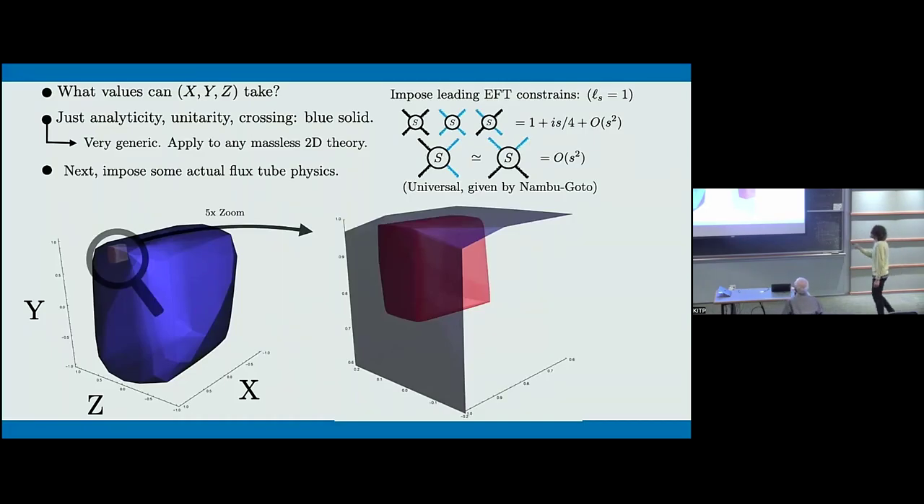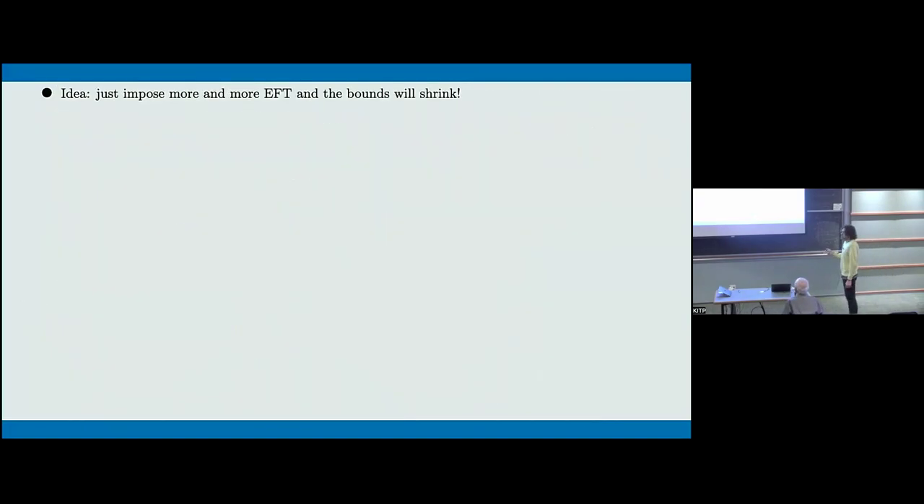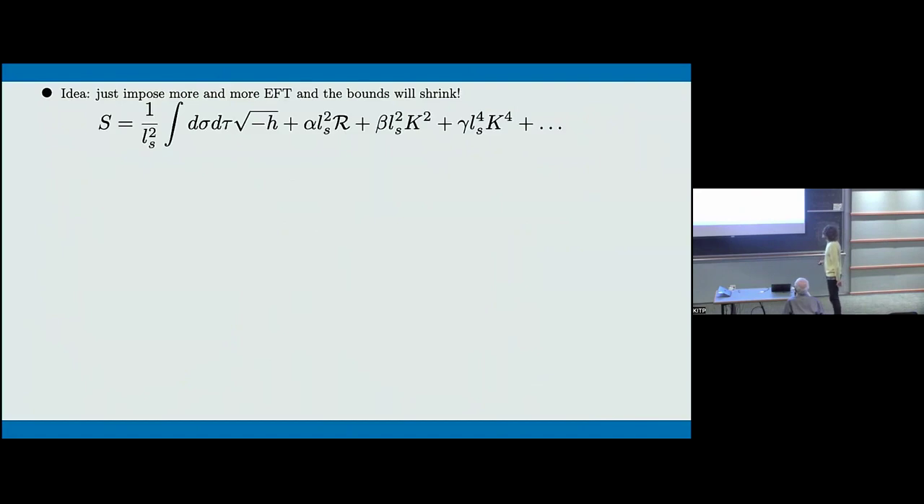Now this result suggests an idea. Let's just impose more and more effective field theory constraints, and then the bounds will shrink more and more and more, and we'll celebrate. So, well, again, this is the action. And we consider all that we could compute using just Nambu-Goto. To go to higher orders, we need to include these new operators.